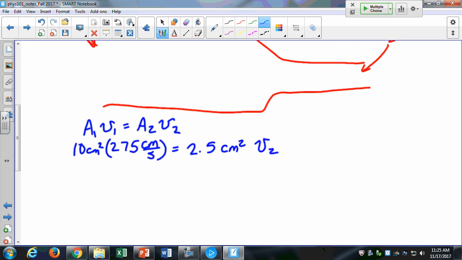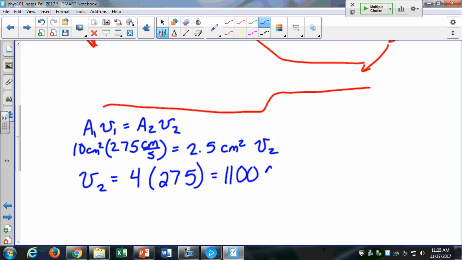And then we solve this for V2, which is going to be equal to 10 over 2.5, which is 4, times 275. That's 1,100? Is that right? 1,100 meters per second. Excuse me, centimeters per second. Okay? So that's the first part. That's the equation of continuity.